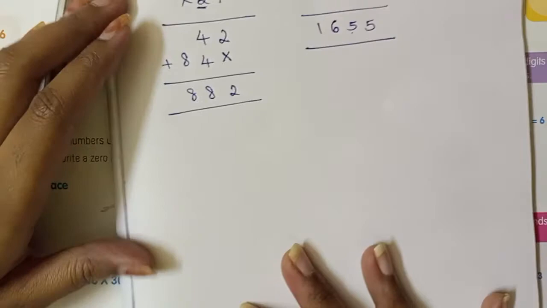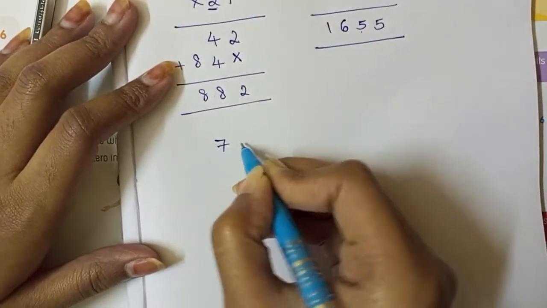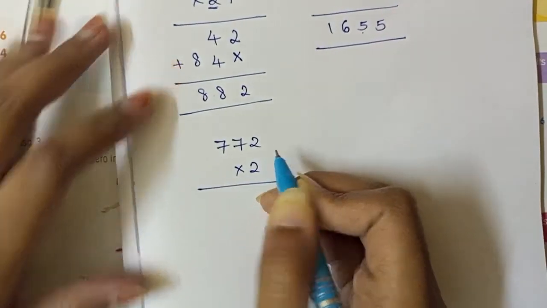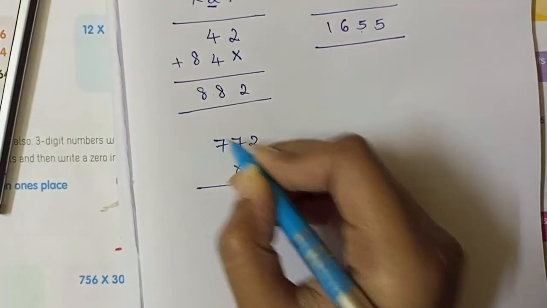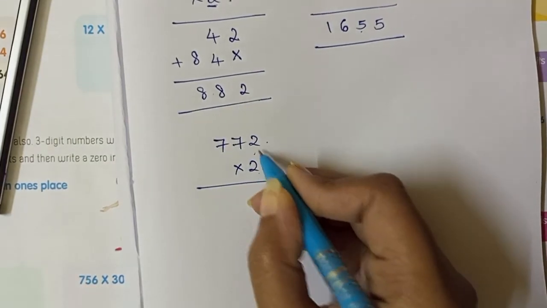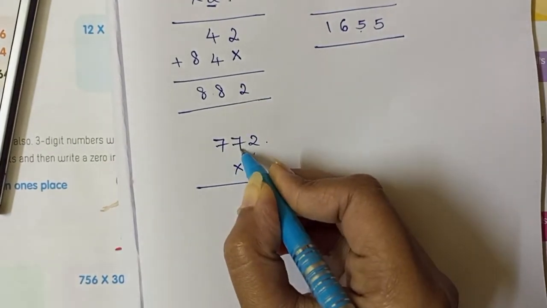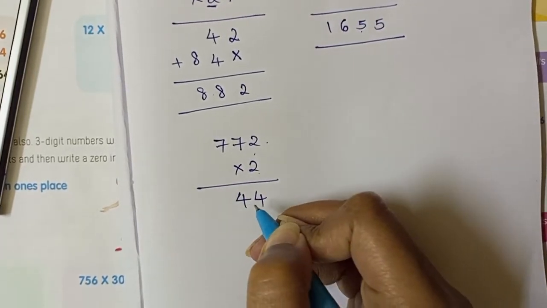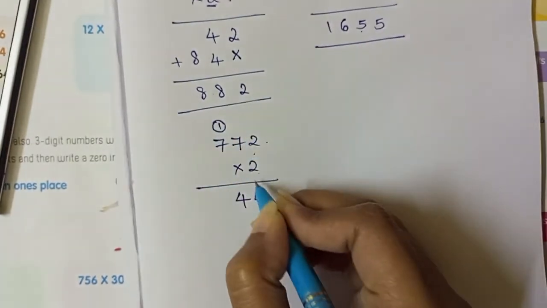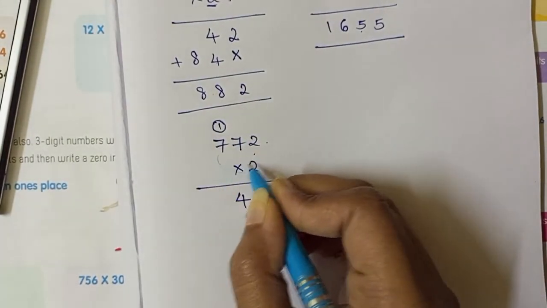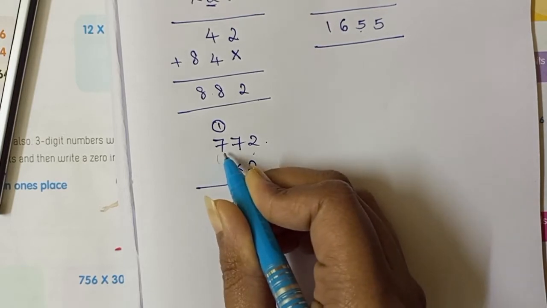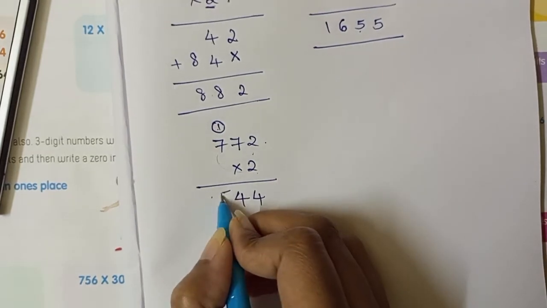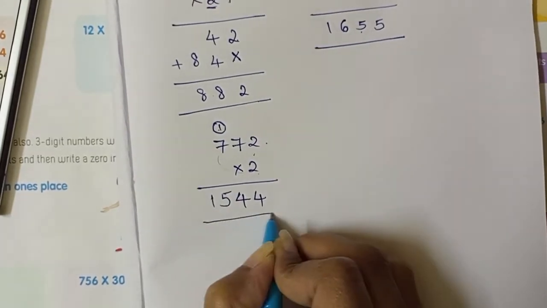See the next one. 772 into 2. Ones place, tens place, hundreds place. 2 twos are 4. 2 sevens are 14. 4 we have to write in the tens place. 1 carry out to the hundreds place. 2 sevens are 14 plus 1, 15. 5 in the hundreds place, 1 in the thousands place.